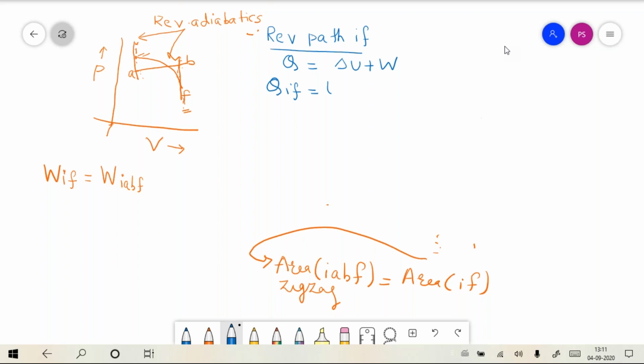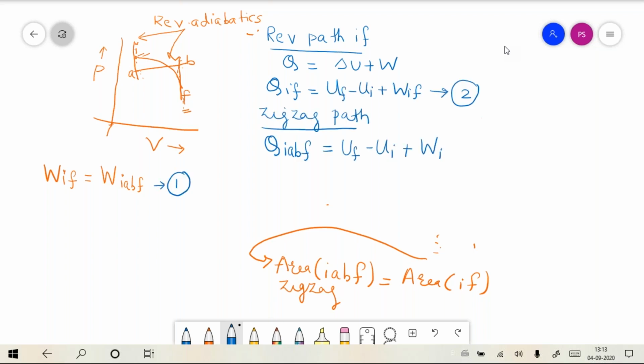Applying this, you will get Q_IABF equal to the change in internal energy between the end states. The final internal energy is U_F, and the initial internal energy for the IABF process is again U_I, plus W_IABF.